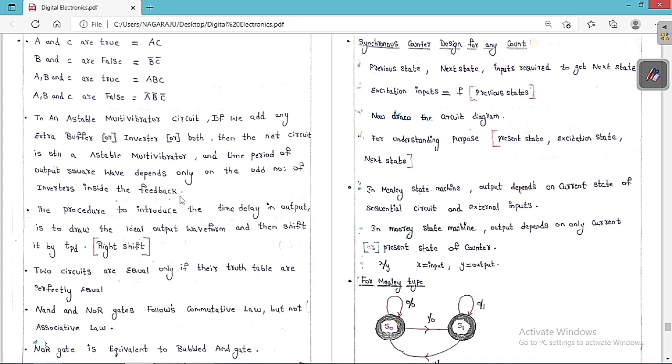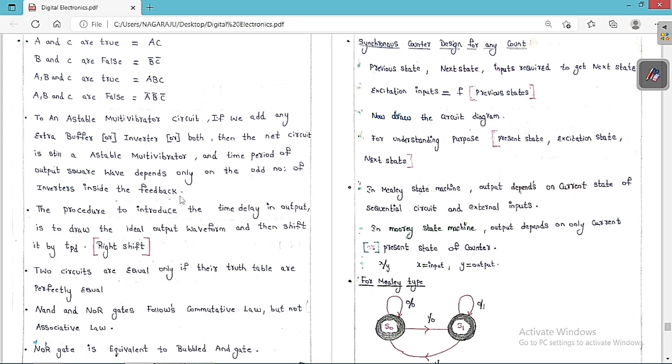So in an astable multivibrator, if we add any extra buffer or inverter or both, then the net circuit is still an astable multivibrator, and the time period of the output square wave depends only on the odd number of inverters inside the feedback. I have already told you that for an astable multivibrator, the number of inverters inside the feedback is always odd. If you add some extra buffers or inverters and count the overall inverters, in a feedback there are some buffers and also some inverters. So if you add all the inverters and it is odd, then definitely it is an astable multivibrator.